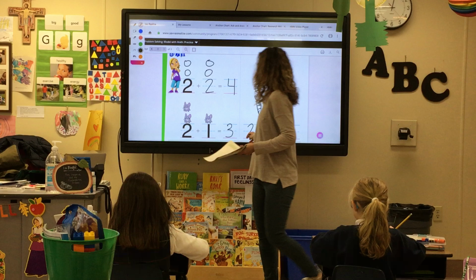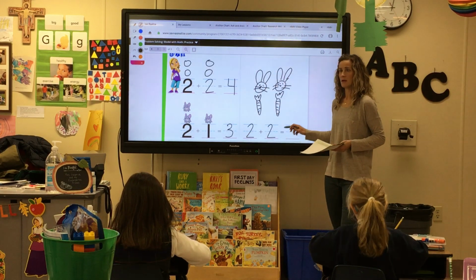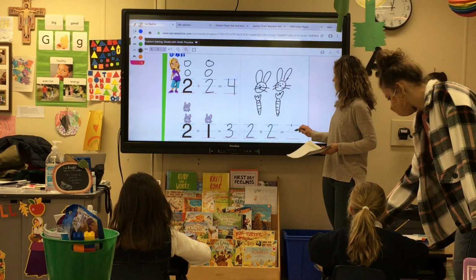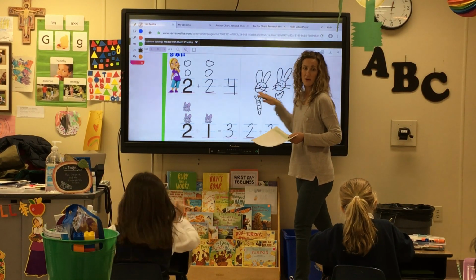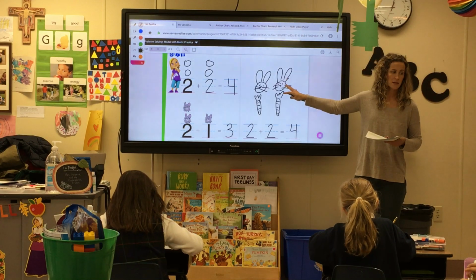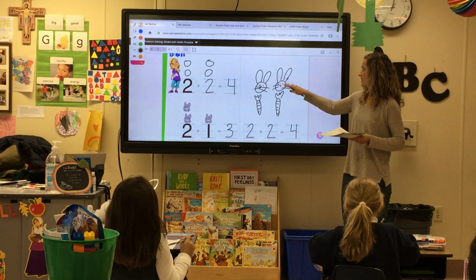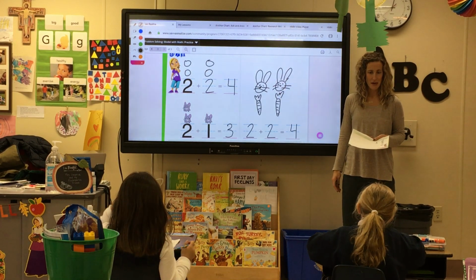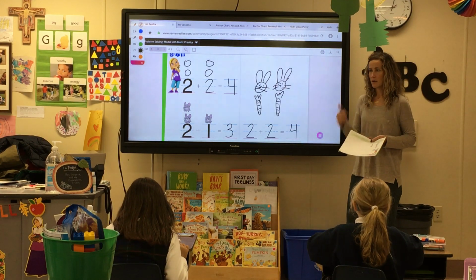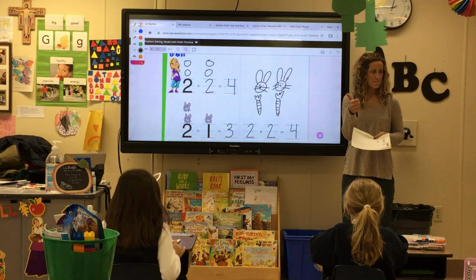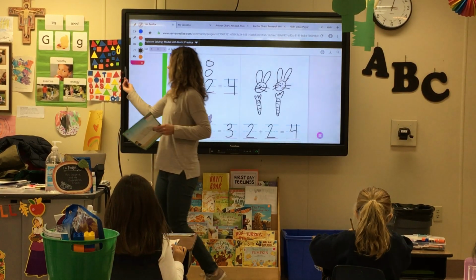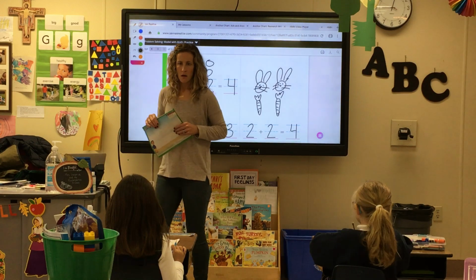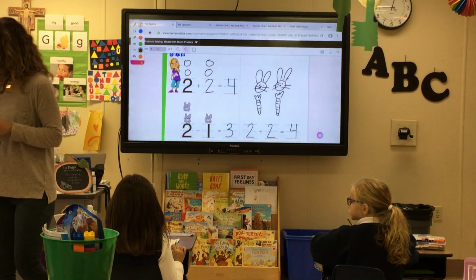Who could read that equation and tell me what it's going to be? Francesca. 2 plus 2 equals 4. So there's my 4 again. It's another way to show 2 plus 2. We have our 2 rabbits, and then we'll give them 2 carrots this time instead. So 2 plus 2 equals 4. Thumbs up, everyone's got that? Awesome. Okay. All right, guys, we'll stop right there. All right, where's your equation?